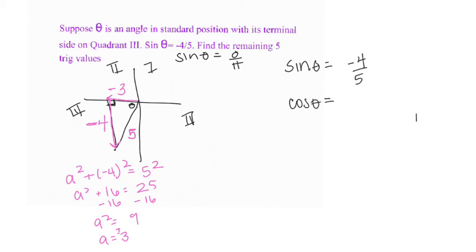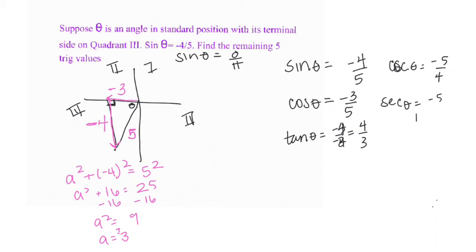Cosine of theta should be negative 3 over 5, and then tangent of theta would be negative 4 over negative 3, but negative over negative is positive, so positive 4/3. When we flip these, cosecant of theta will be negative 5/4, secant of theta is going to be negative 5/3, and cotangent of theta will be 3/4.